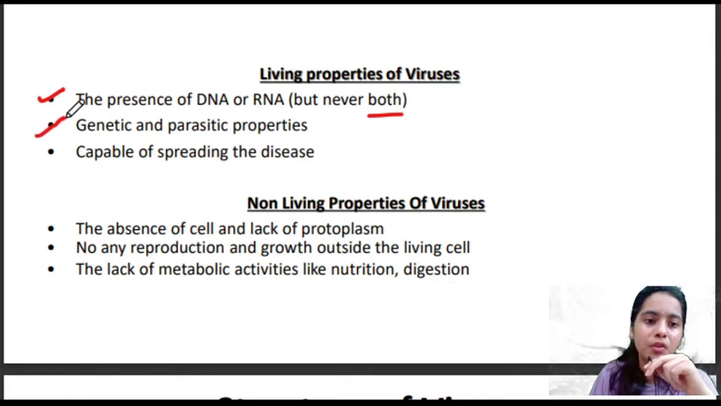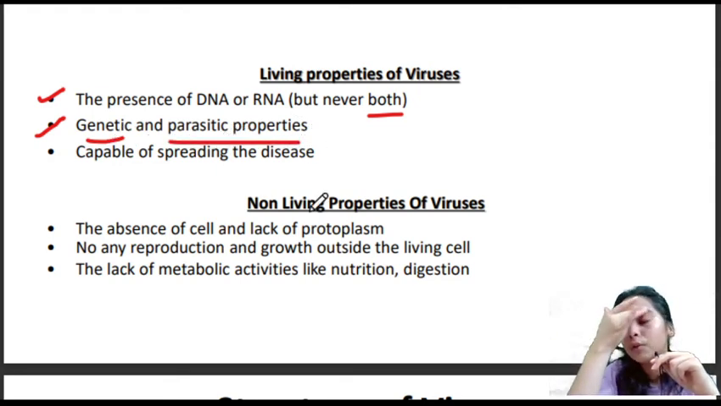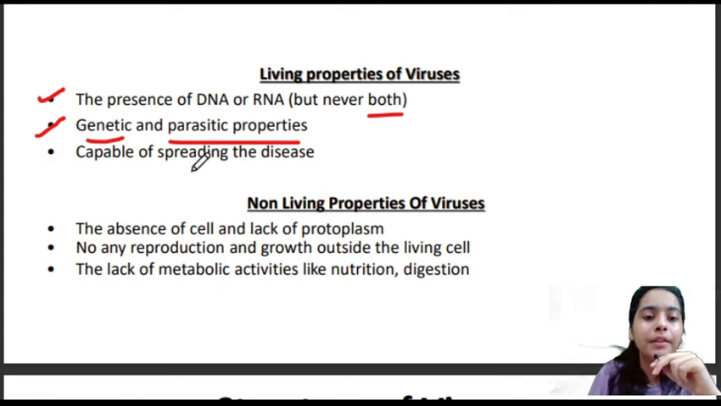Second comes genetic or parasitic properties. Genetic, of course, because they are the owners of DNA or RNA, and parasitic because, first of all, you must know about parasites. Parasites are organisms that do not contribute to making food, but get nutrients from another host's body without contributing anything. So they are the owners of parasitic properties. Third comes being capable of spreading disease because they are parasites.